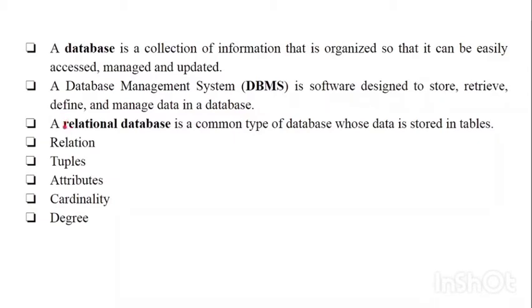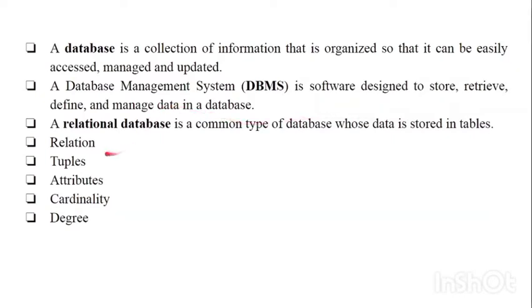A type of database is relational database. A relational database is a common type of database whose data is stored in tables. So a relational database is a database in the form of tables. So let us see certain terms associated with the relational database.